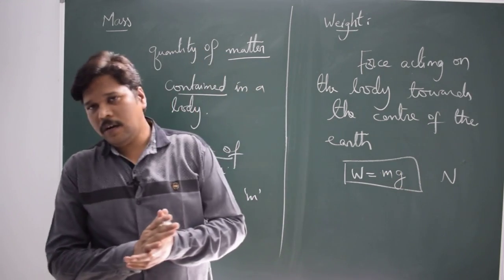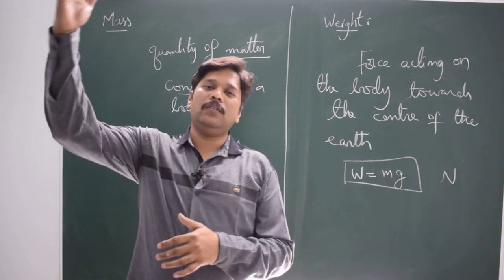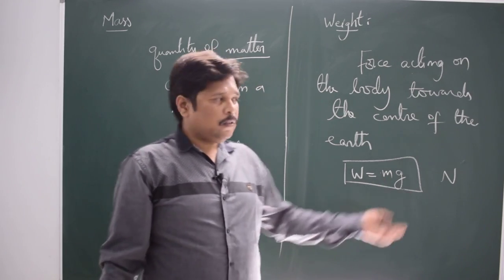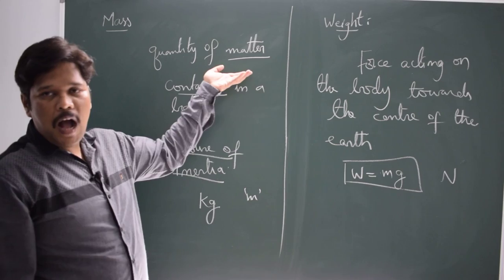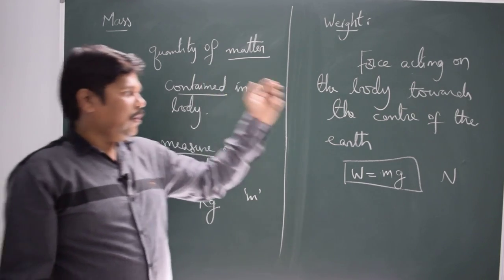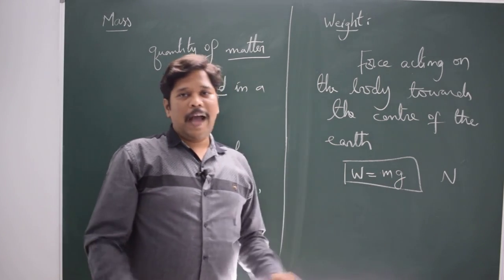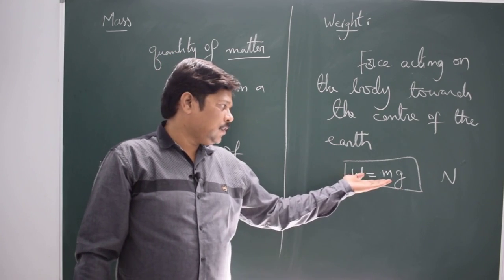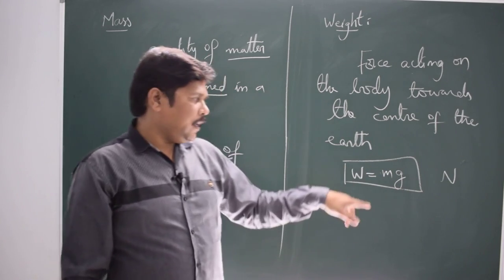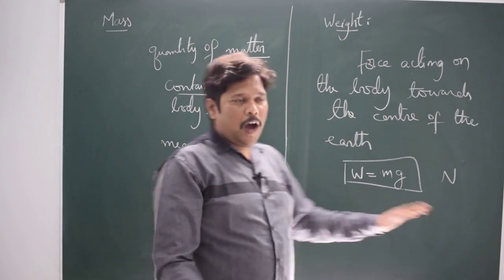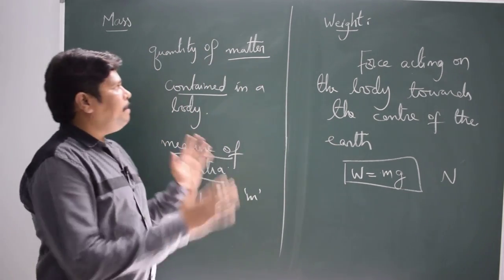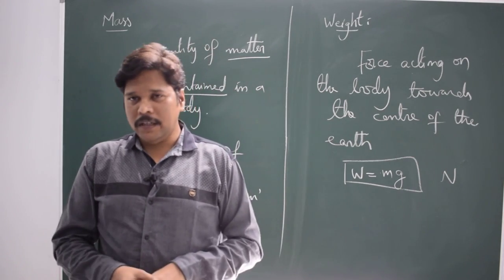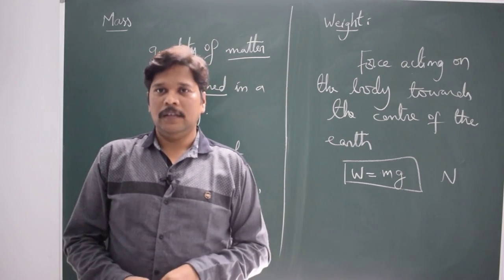Now, if the object is not on the earth, if it is carried to the moon, there the weight of the body changes, whereas the matter contained, the mass of the body, does not change. On the moon, the acceleration due to gravity is very less, so the weight of the object on the moon will be very less. Okay, these two are the basic differences between mass and weight.